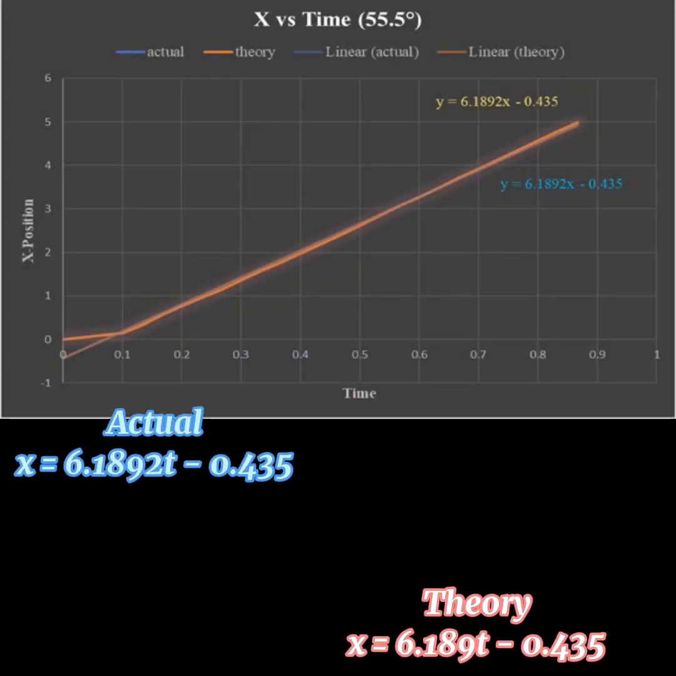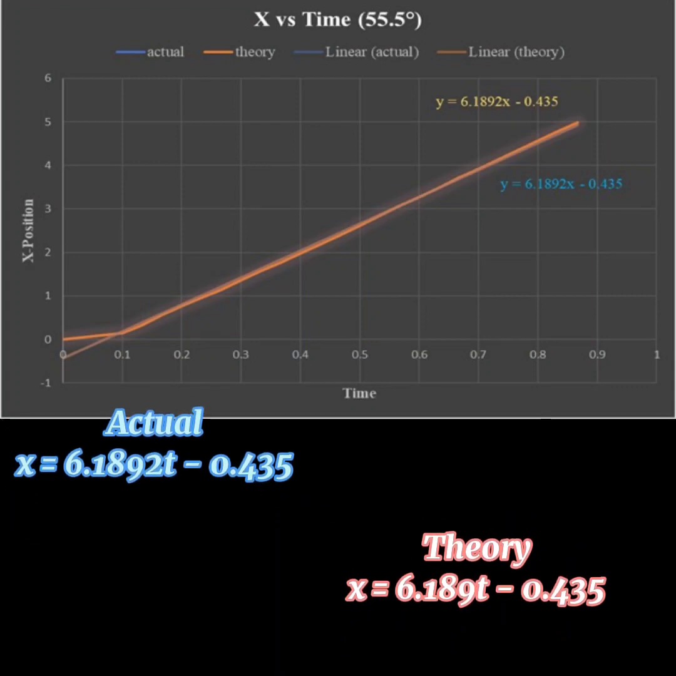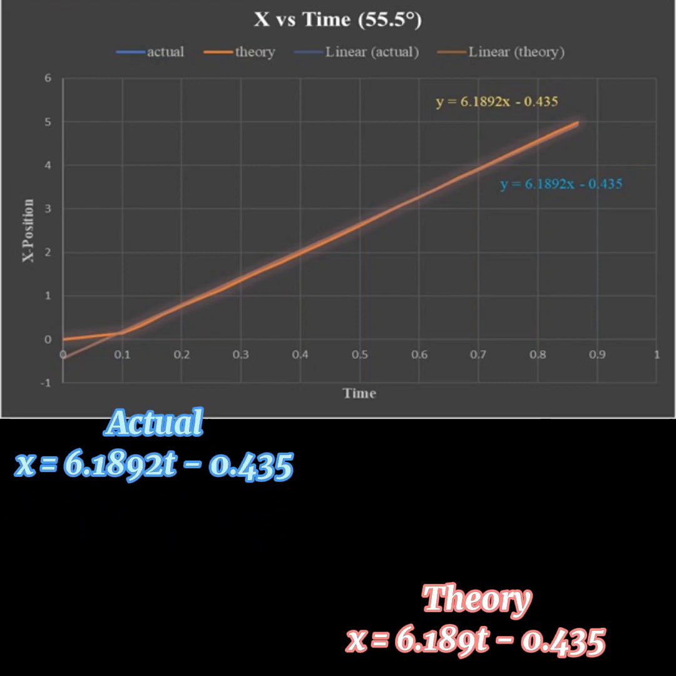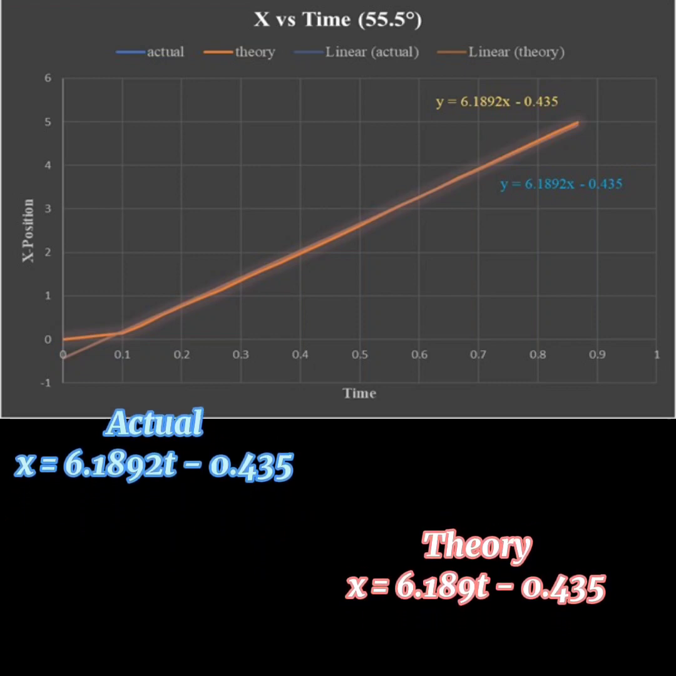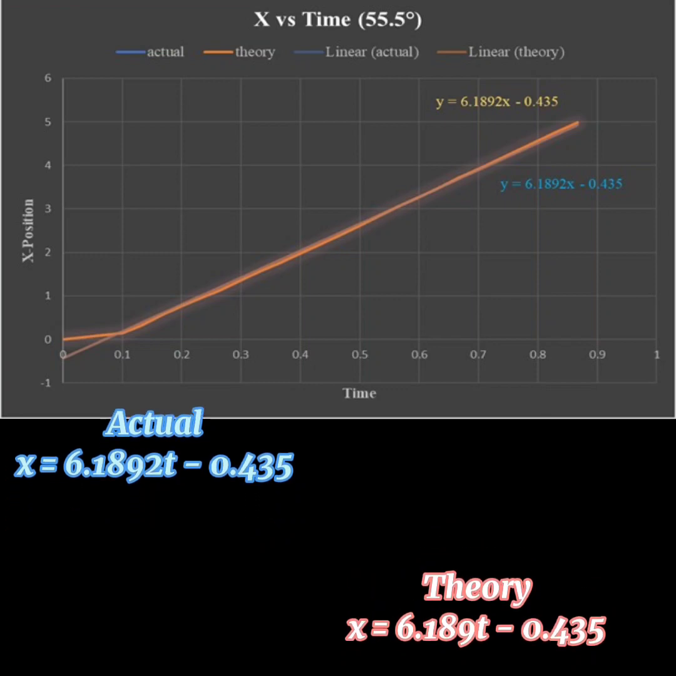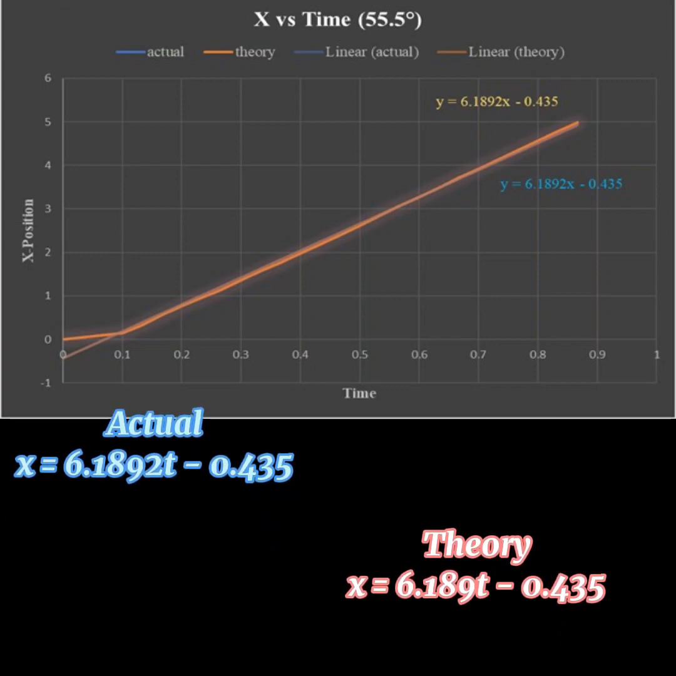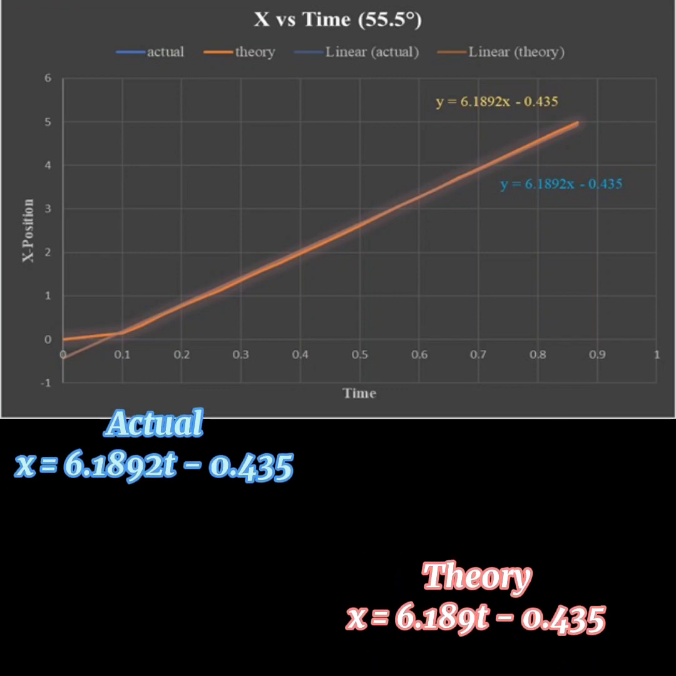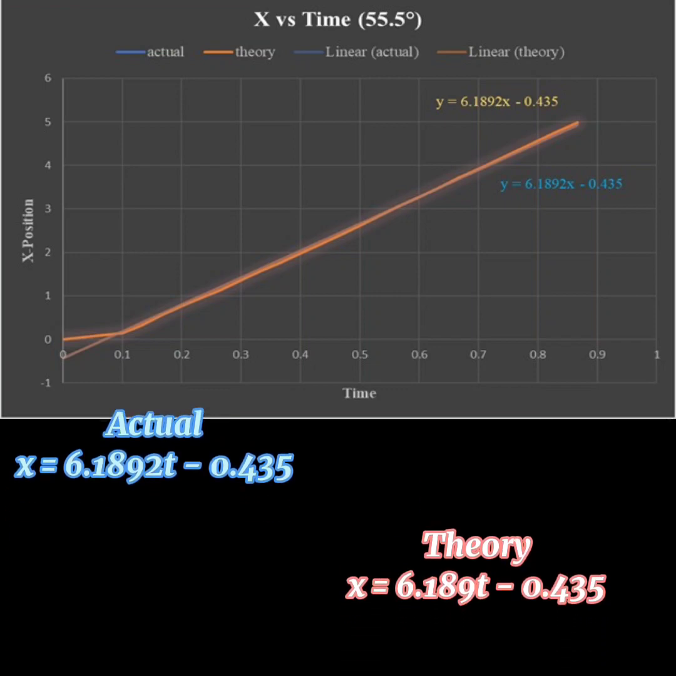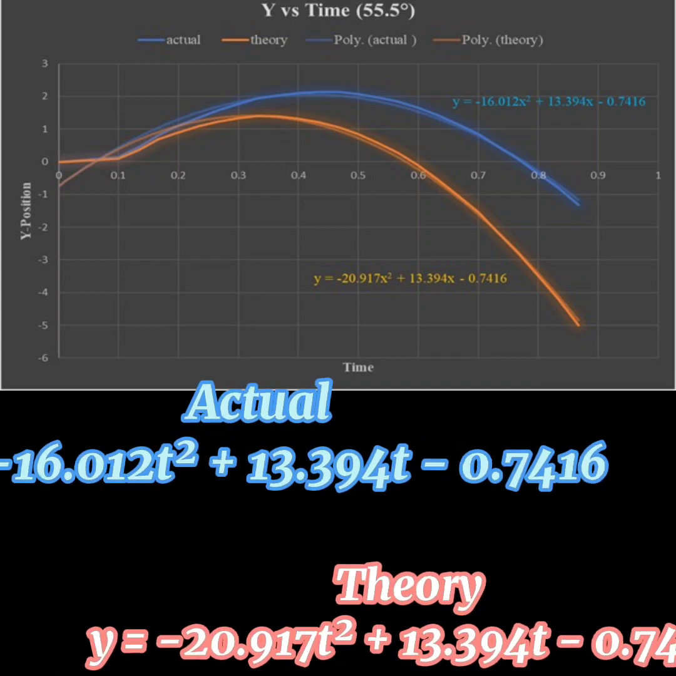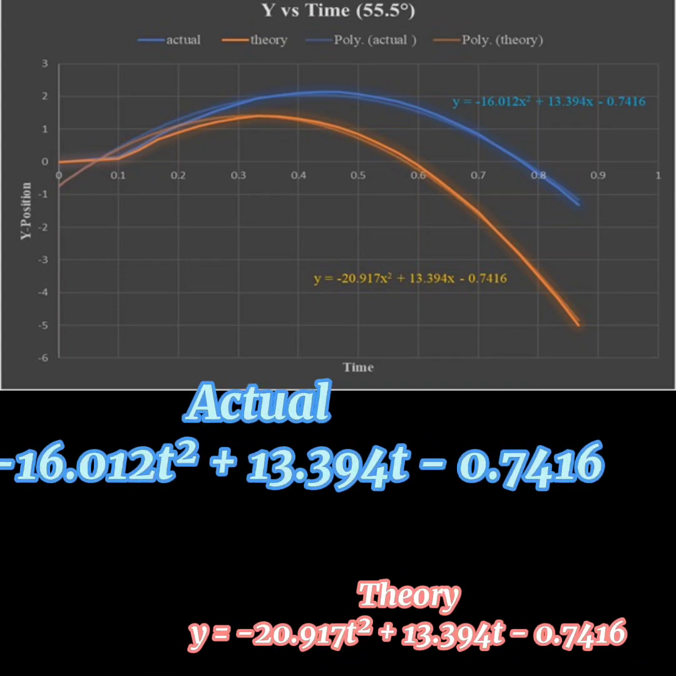Lastly, throwing the ball at 55.5 degrees. For the x versus time graph, the equation for the actual that we got is x equals 6.1892t minus 0.435, and the equation for the theory is x equals 6.1892t minus 0.434.